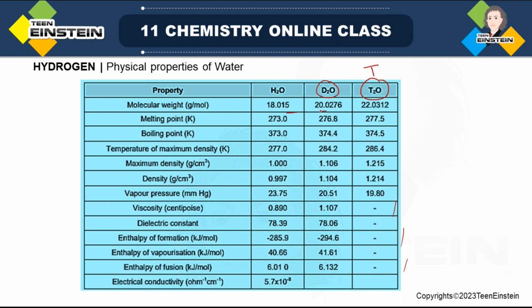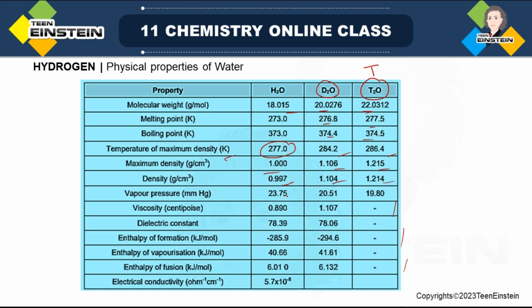Molecular weight, obviously it is higher compared to H2O. And then melting point, boiling point. With mass, there is a slight increase in MP and BP, which is clear from these values. Temperature of maximum density is 4 degrees centigrade, in terms of Kelvin it is 277. But when you consider D2O and T2O, it is higher than these two. That is 284, almost 10 degrees centigrade. Maximum density possible is slightly higher for D2O and T2O, and normal density is also mentioned here.